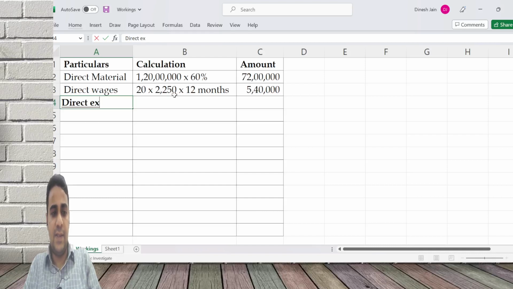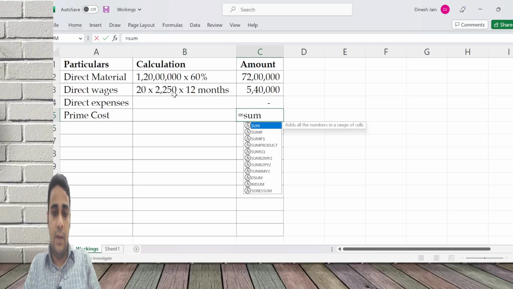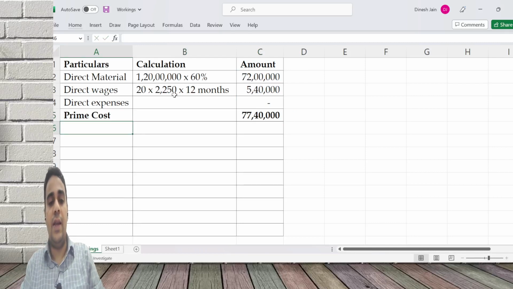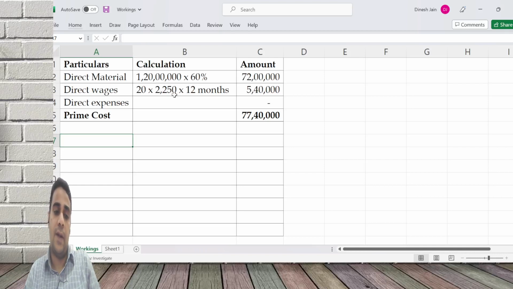Direct expenses 0, so prime cost. It's not necessary even to write prime cost, because you're not required to follow exactly the format of cost sheet. Master budget is basically a budget for the entire company, which should give me the overall profit or loss of the company. So prime cost is 77 lakh 40,000.